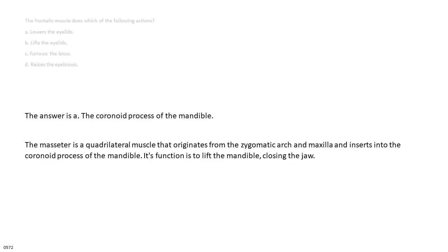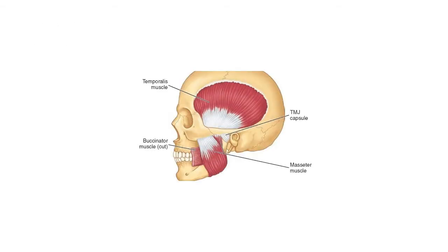The answer is A. The coronoid process of the mandible. The masseter is a quadrilateral muscle that originates from the zygomatic arch and maxilla and inserts into the coronoid process of the mandible. Its function is to lift the mandible, closing the jaw.